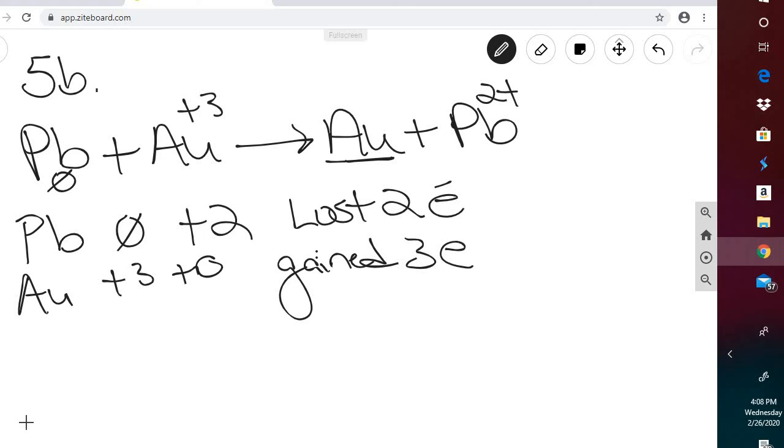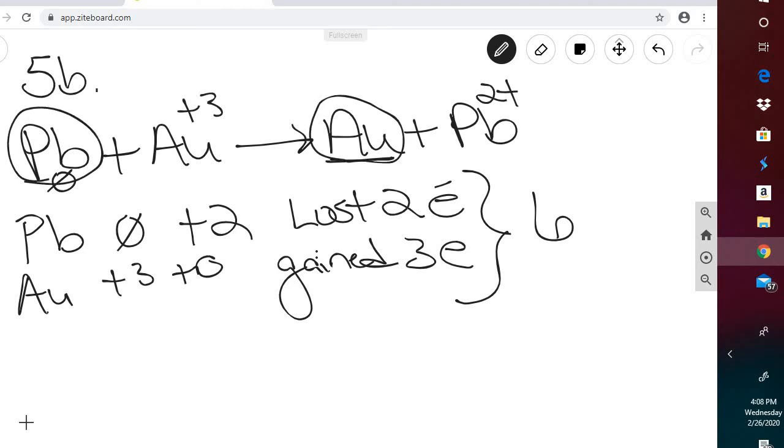Okay, so for this one we have to look at the least common multiple, which is 6. There's no way we can change the charge on these because they're just elements. So we have to get a charge of 6 on each side. If we have 2 of the golds, that gives +6 on that side. If we have 3 of those, that gives us +6 on this side. Now we have to balance it with respect to atoms. There are 2 golds over here, so we need 2 there. There are 3 leads here, so we have to have 3 there.